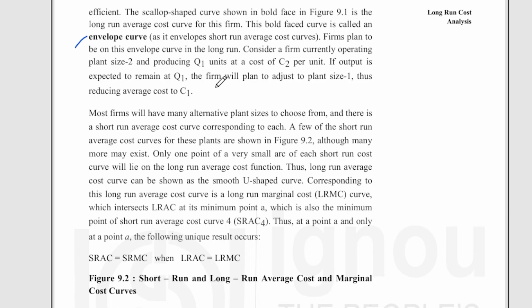And the envelope of short run average cost curves, and the firm plans to be on this envelope curve in the long run. Consider a firm currently operating at plant size 2 and producing Q1 units at a cost of C2 per unit. If output is expected to remain at Q1, the firm will plan to adjust to plant size 1, thus reducing average cost to C1.